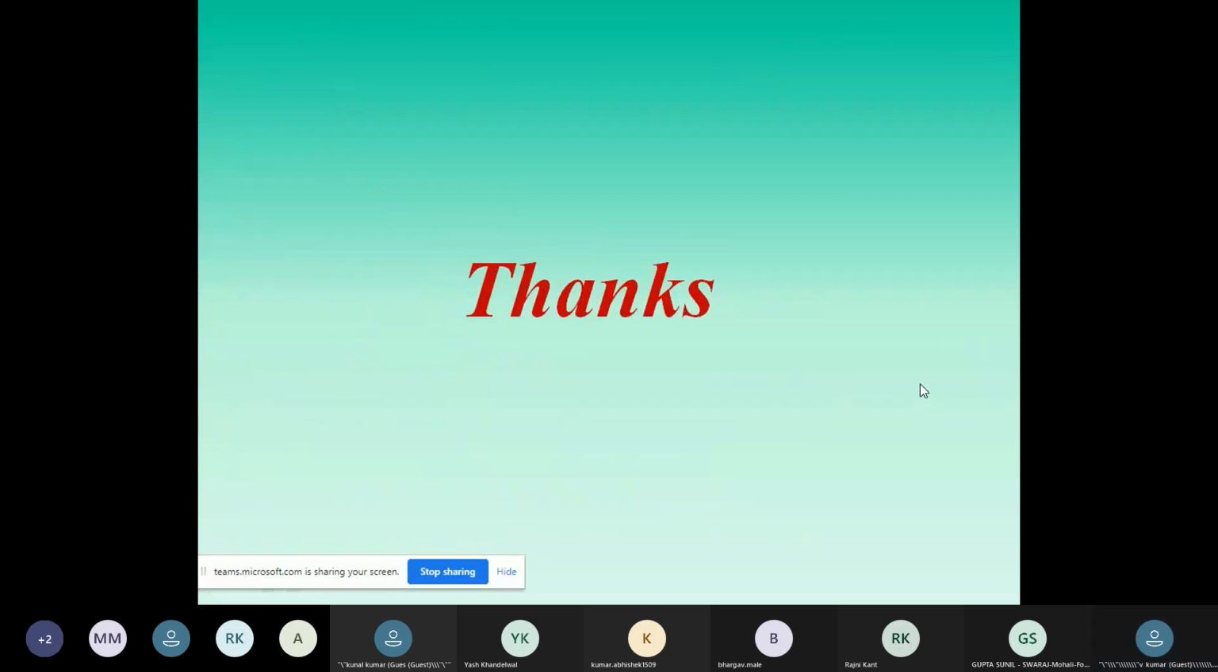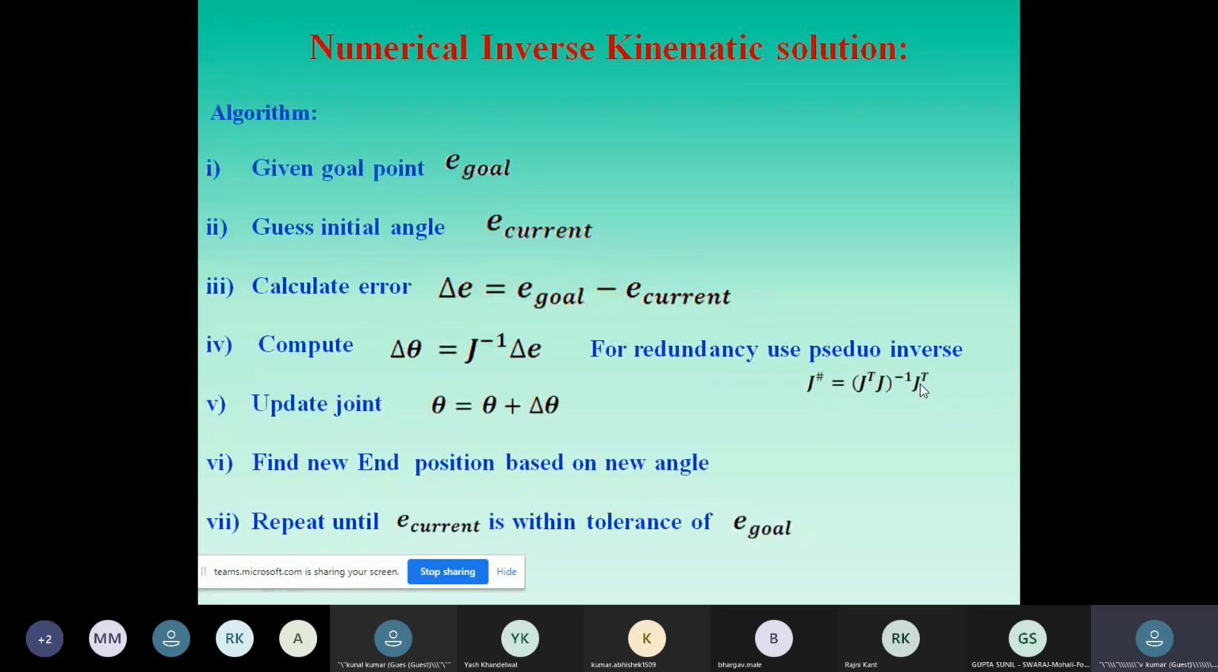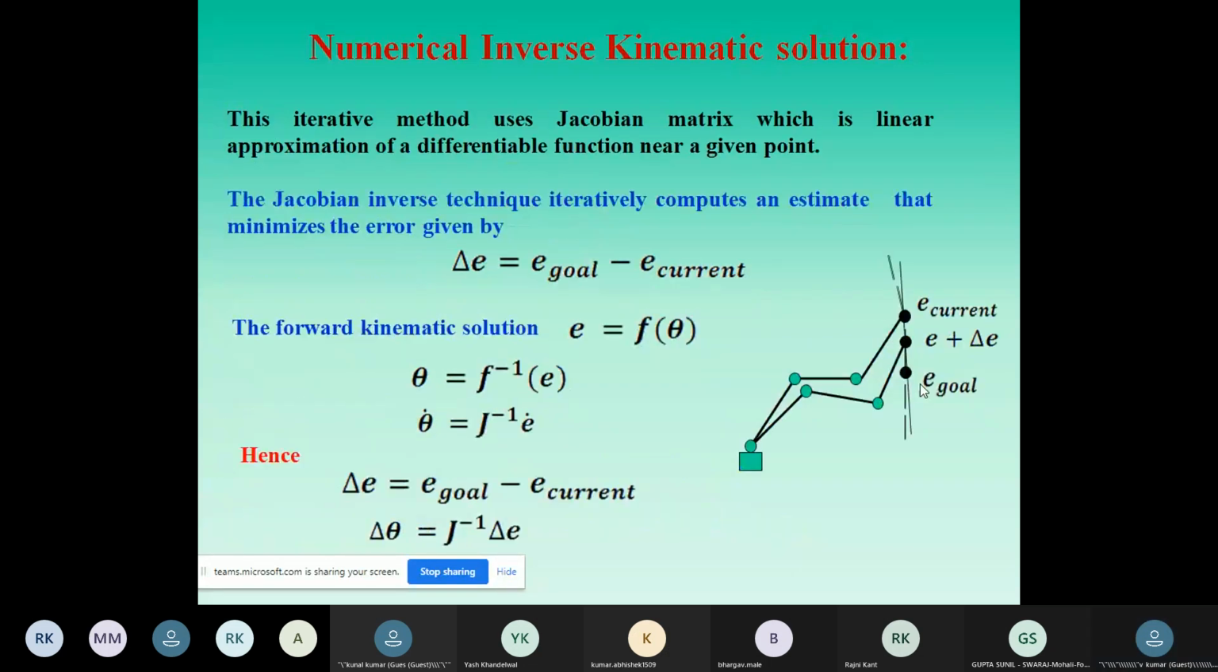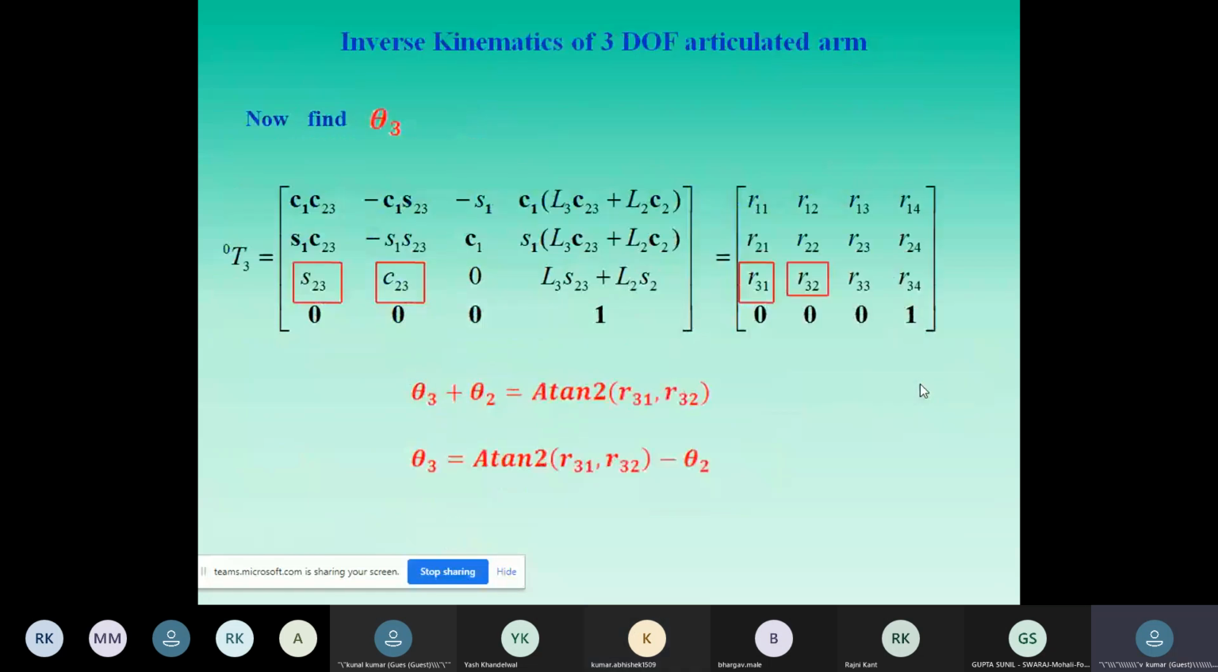Okay, thank you. This is the forward kinematics and inverse kinematics. Hello? Sir. Hello? Any problem with forward kinematics and inverse kinematics? No, sir.